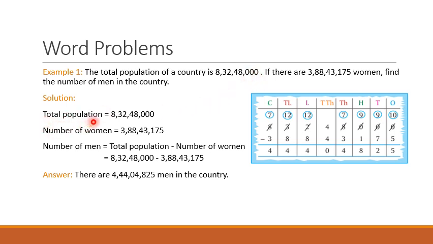So the total population of the country is 8 crore 32 lakh 48,000. The number of women is 3 crore 88 lakh 43,175. So the number of men will become total population minus number of women. So now let's arrange these numbers in the respective columns. First we will write the total population and then below we will write the number of women. So the answer will be the number of men in the country.